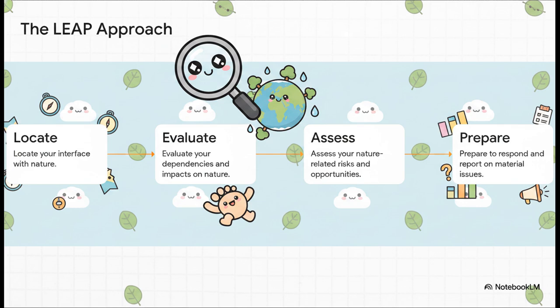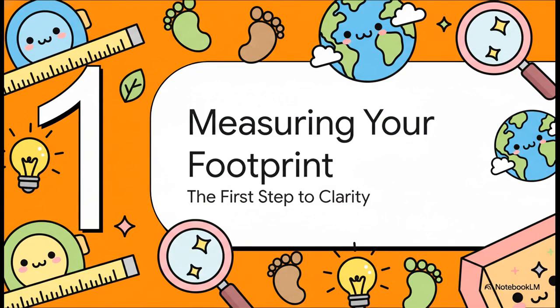Well, the answer is a framework they call the LEAP approach. It's a pretty straightforward four-step process: locate, evaluate, assess, and prepare. For today, we're going to zero in on that second step, evaluate, because this is really where a company gets to grips with its actual footprint. All right, let's get right into it.